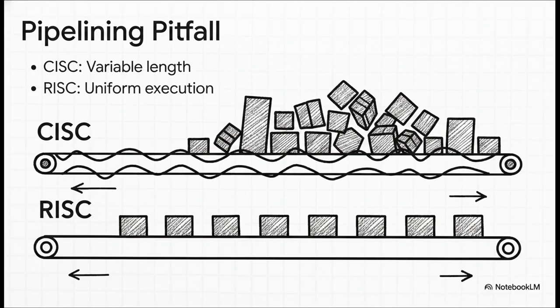CISC instructions have variable lengths and variable execution times. Some are quick, some take many cycles. This makes CISC highly inefficient for pipelining. It just kind of jams up the works.